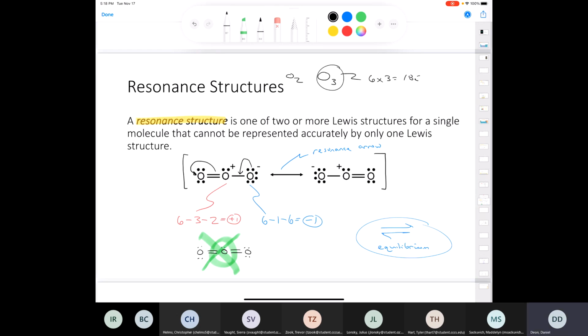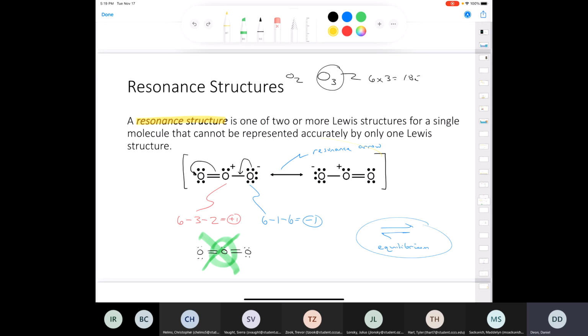So the actual ozone molecule is in reality, now pay attention, in reality, it's a hybrid of these two structures. It's not this one minute and this one the next. These two structures, when we look at them together, give us an accurate representation of the ozone molecule.